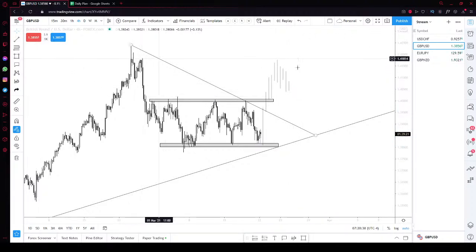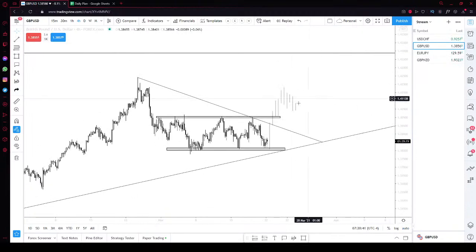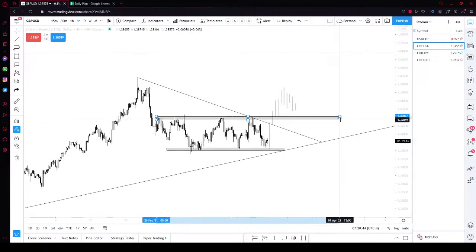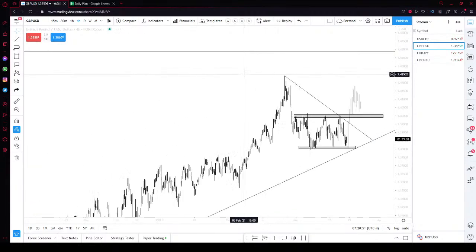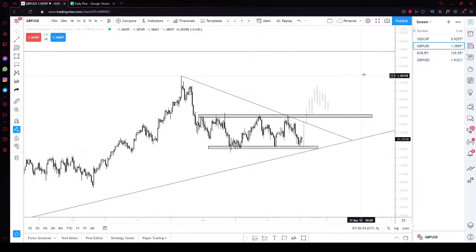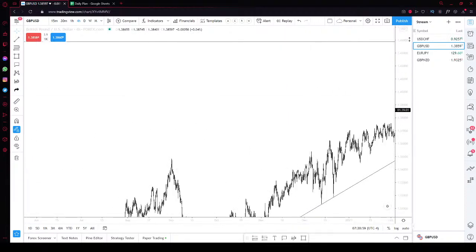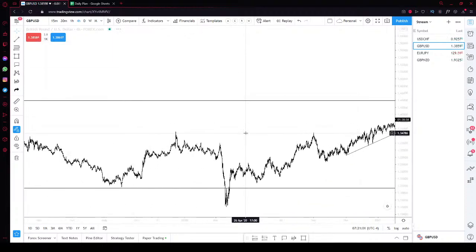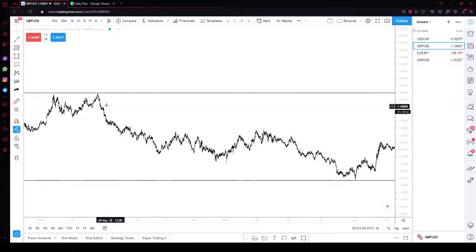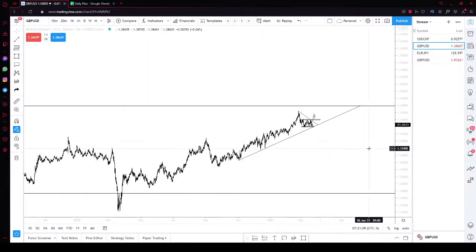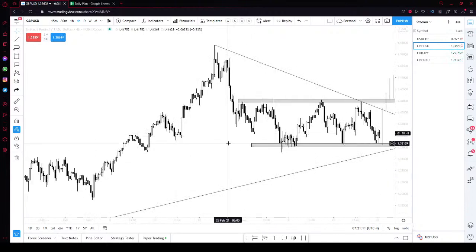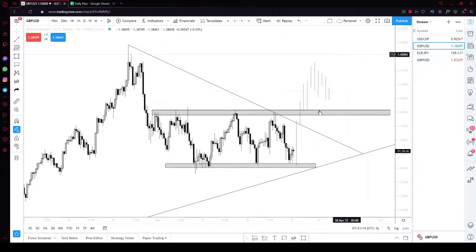I'd like to see price visit this high, and the real reason that I'm looking for price to continue up higher is because I actually want to see price test this area again. It hasn't reached that area yet, and that's the target I've been looking for price to get up to. It hasn't tested it since 2018. So I want to see price get up to that level and see how it reacts there.